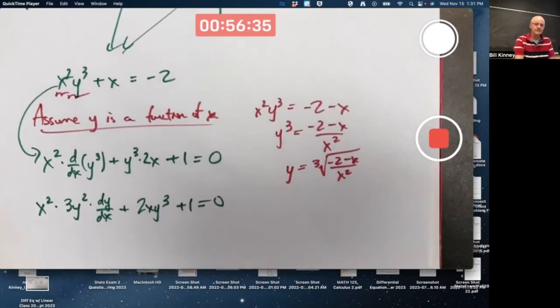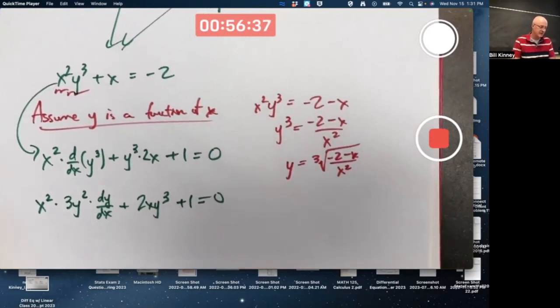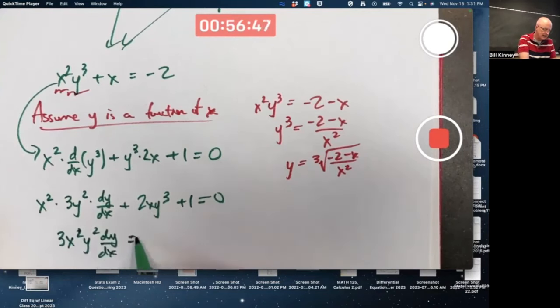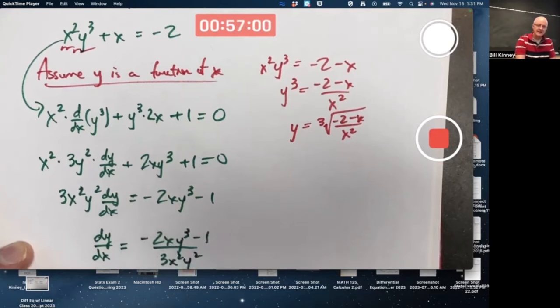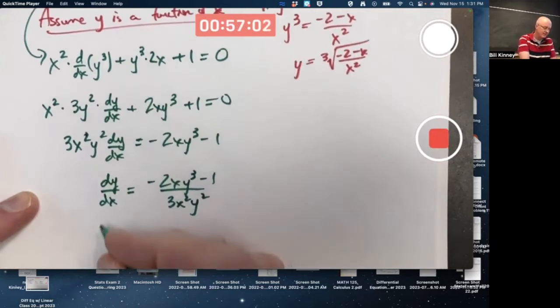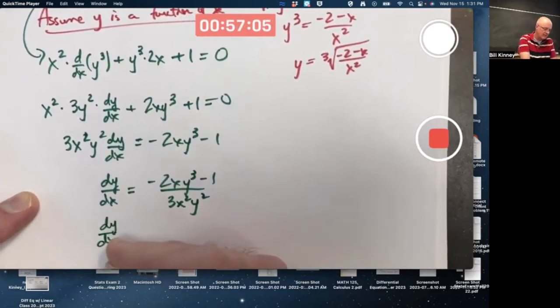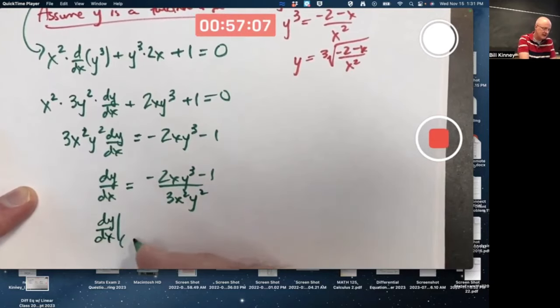And now you want to solve this equation for dy/dx. 3x squared y squared dy/dx. Bring these things to the other side, equals -2xy cubed minus 1. Now divide both sides by 3x squared y squared. And then to find the slope at the point in question, just plug numbers in. The point in question was x equals 2, y equals -1.